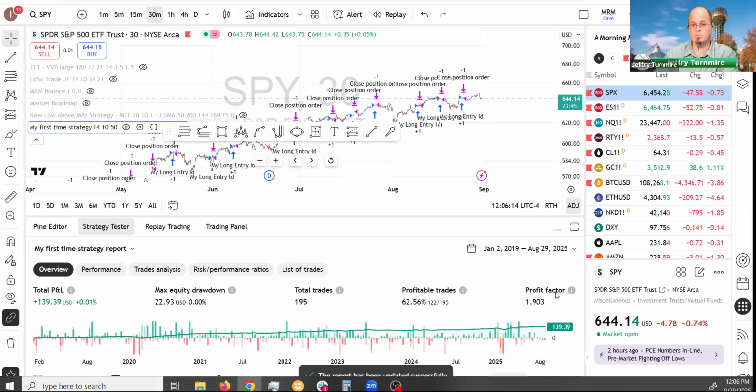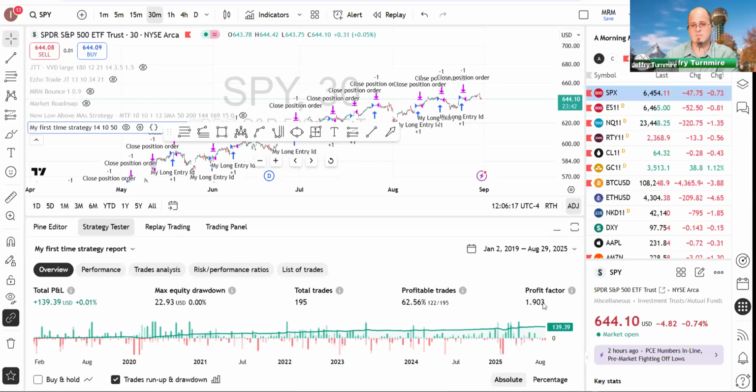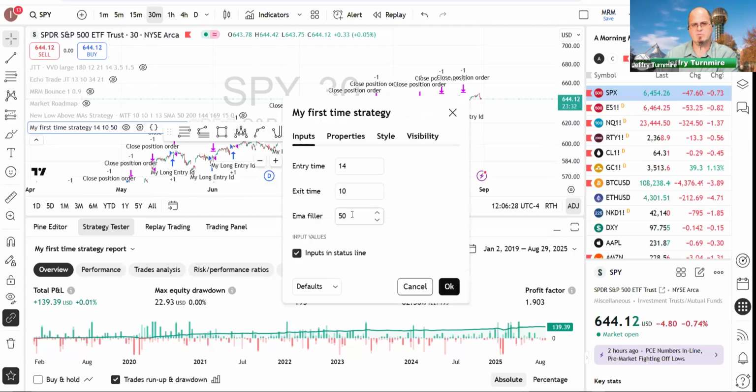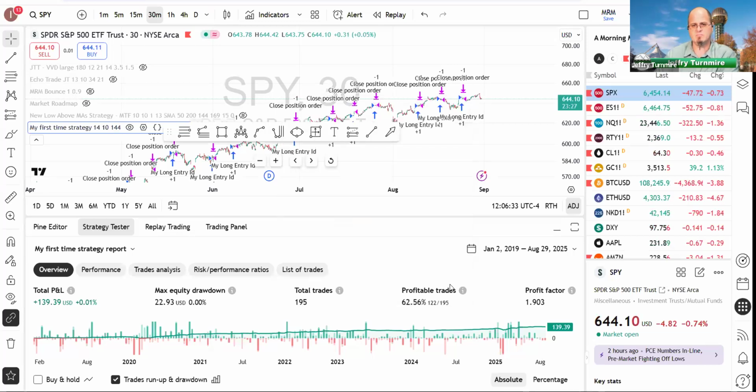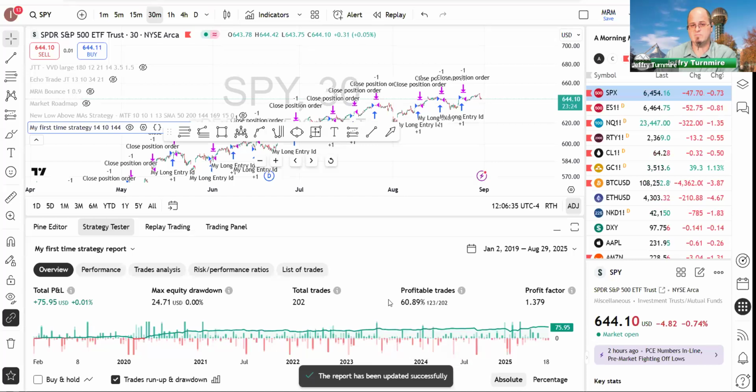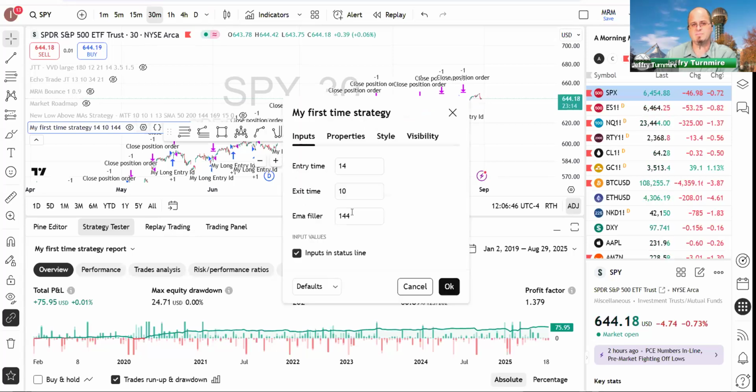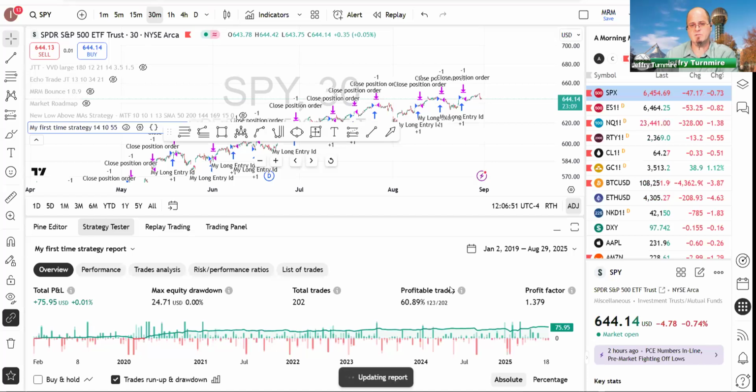Updating the report. Ooh, look at that. Extra spicy. Now we're cutting out a bunch of the losses, and we're starting to crank the profitable trades up even higher. Let's go for my favorite, 144. It's my roadmap line. It actually took the profit down a little bit. So it's filtering out winners. That's what that's saying right there. That's a little too aggressive. So something closer, still Fibonacci based, 55.